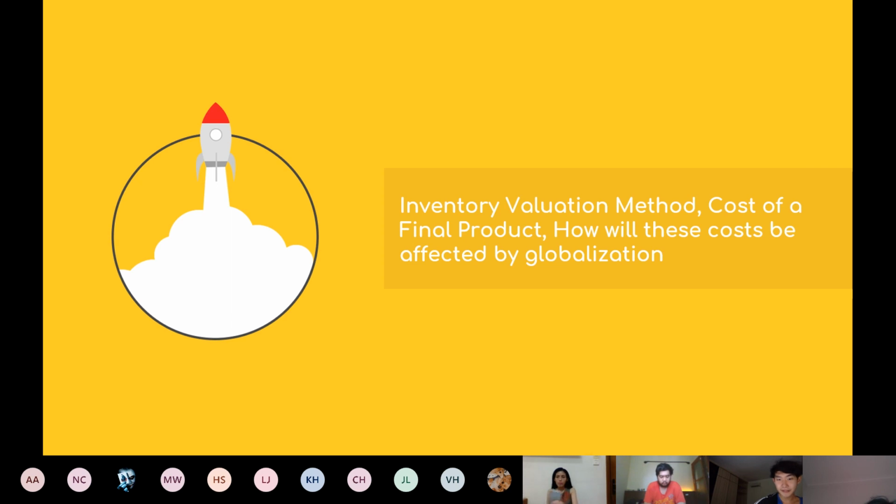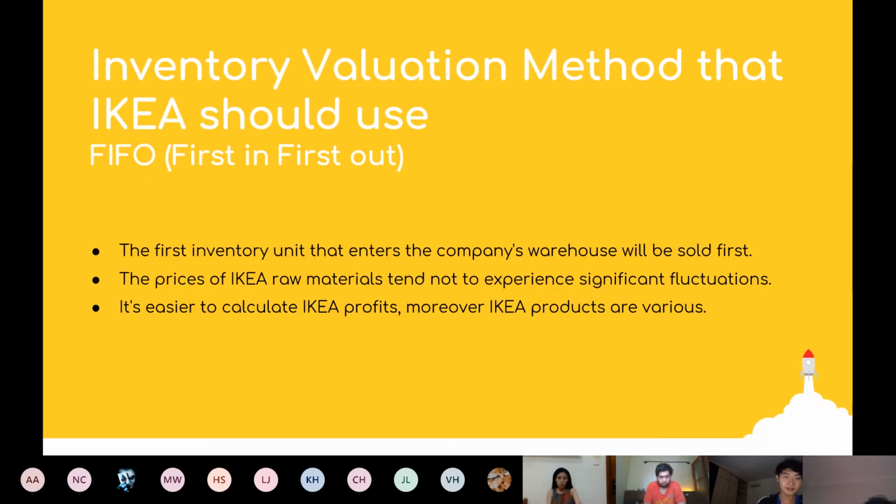In terms of inventory valuation and cost of the product, how will this cost be affected by globalization? Of course, every firm wants to make a profit, right? It's all about balancing the cost and revenue. So one method that IKEA could use is the first in, first out inventory management system, which means that the first inventory unit that enters the company's warehouse will be sold first. And this tends to reduce the prices of IKEA's raw materials and makes it easier to calculate their profits.